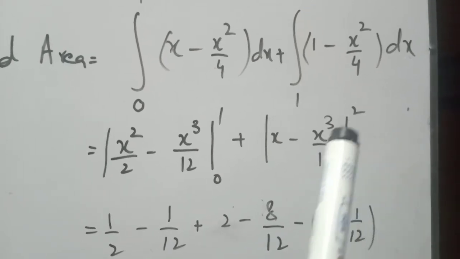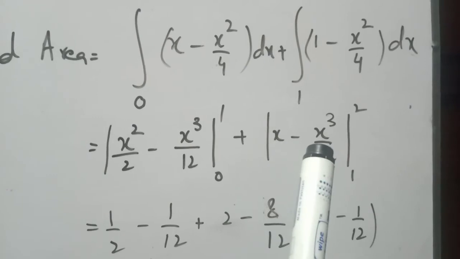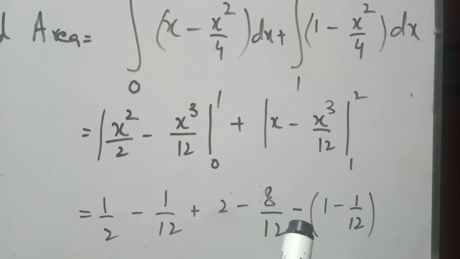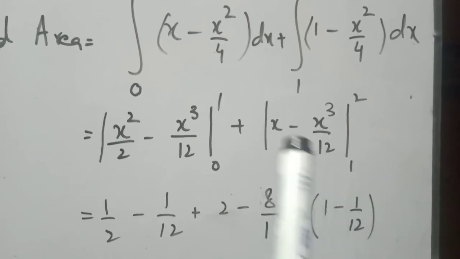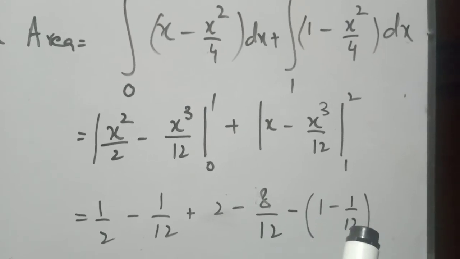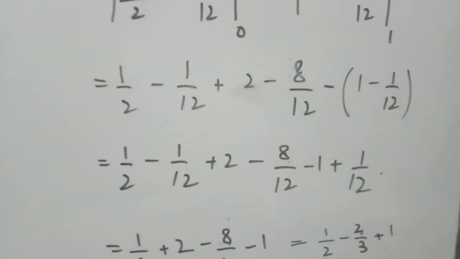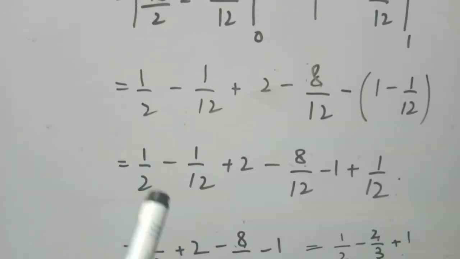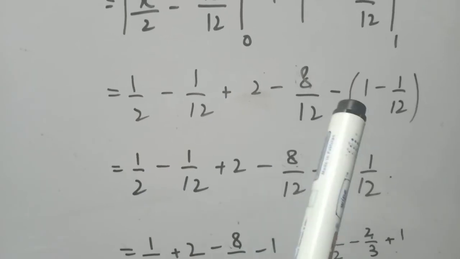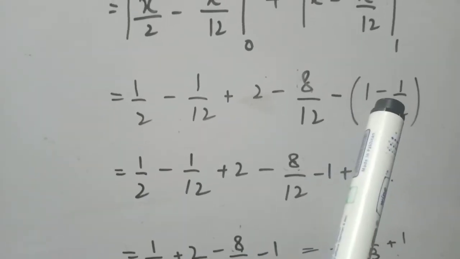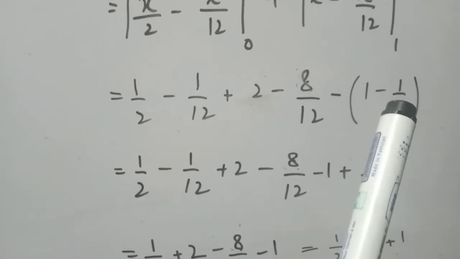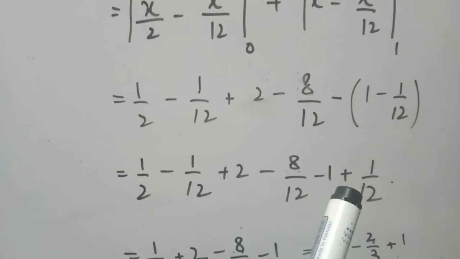Now we apply 2 at these two places, x and x power 3. It will give you 2 minus 8 by 12. Similarly, minus sign, and then we replace x with 1 in both values. It will give us 1 minus 1 by 12. Now here is the simplification. This 1 by 2 as it is, 1 by 12 as it is, 2 as it is, this value as it is. We distribute this minus sign inside the parenthesis, and the 1 will change to minus 1, and minus 1 by 12 will change to plus 1 by 12.